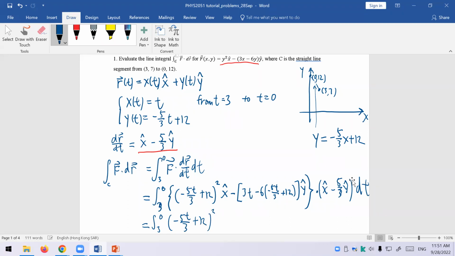Okay. So then y component times this y component. And it's just plus 5 divided by 3. And if I simplify it a little bit for this, then I'll just get 13t minus 72 dt. Okay. So this is where I would just stop. Now it's just an integral over t, and you know how to do it.